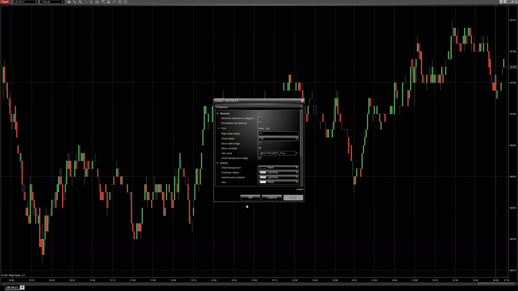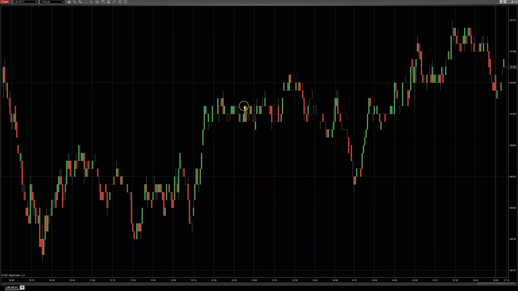The default is a black background. Okay, the fonts I find a bit small. So what you've got to do, again, you could change it.